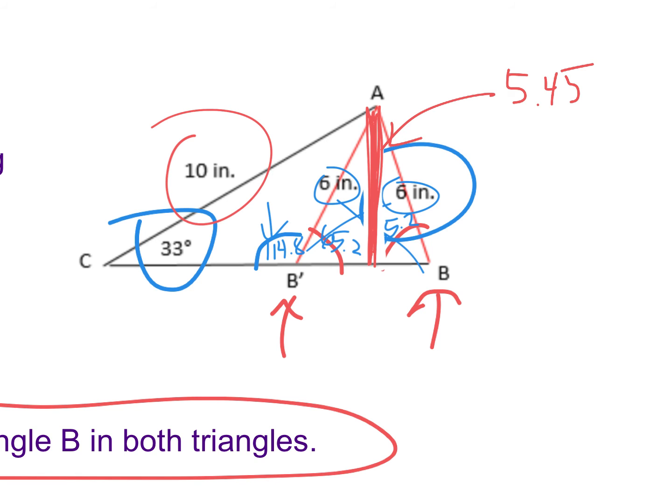10. If it's between 5.45 and 10, it will be the indeterminate case. It will be the unknown which way the triangle goes. It'll be two triangles. You can either swing it this way, or you can swing it that way if it's bigger than 5.45. All right, cool.